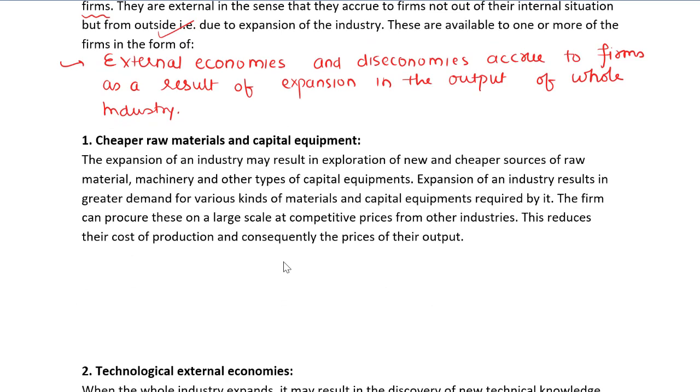Let's see the first point. Cheaper raw materials and cheaper equipment is available. The expansion of an industry may result in exploration of new and cheaper sources of raw materials, cheaper sources of machinery, and other types of capital equipments. Expansion of an industry results in greater demand of various kinds of materials and equipments required by it. The firm can procure these on a large scale at competitive prices from other industries. This reduces their cost of production and consequently the prices of their output.